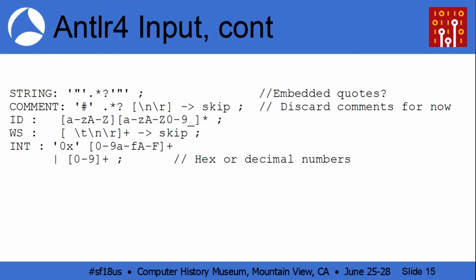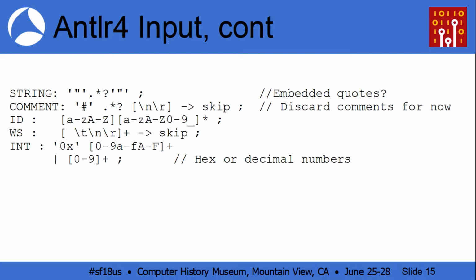An ID consists of lowercase a through z, uppercase A through Z. So the first letter has to be a letter from the alphabet, either lower or uppercase. Then a through z, lower and upper, and 0 through 9, and underscore. I allow underscore in there. 0 or more of these things. So an identifier can consist of one of those things.